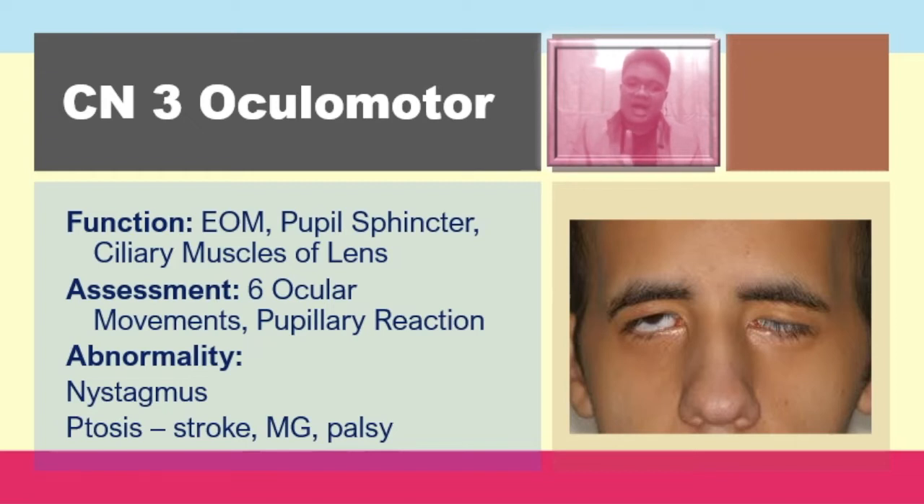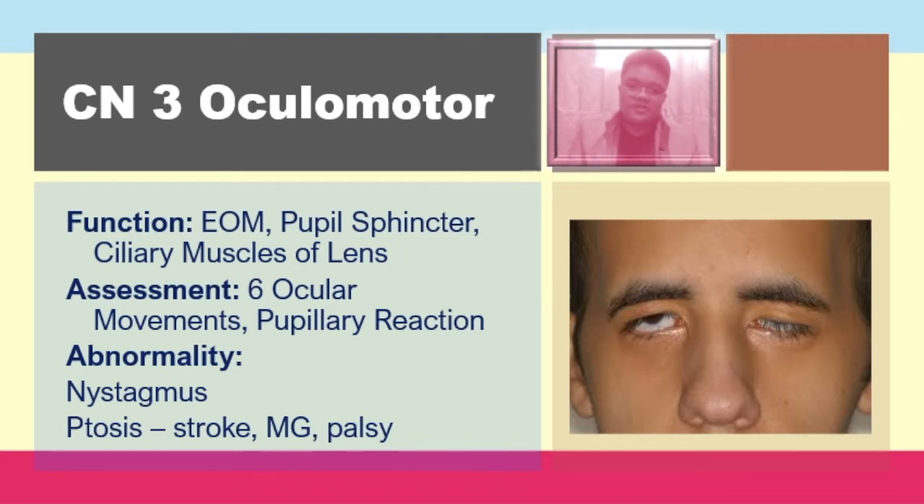Now, an abnormality of your oculomotor would entail the patient manifesting with nystagmus. So when I say nystagmus, there is repetitive, uncontrolled movement of your eyes. Again, repetitive and uncontrolled movement of your eyes. Furthermore, a patient with damage on CN3 could also manifest with ptosis. Okay, so class, your ptosis is the drooping of your eyelids. The drooping of your eyelids is visible among your patients with stroke.